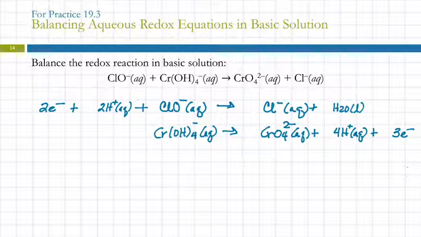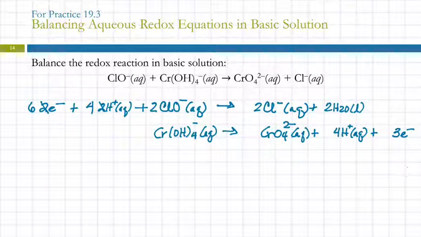Next thing is to make the numbers of electrons equal. I have 2 in one and 3 in the other, so I'm going to multiply by 3 and 2 so that I can get 6. So I'm going to multiply the top by 3. 2 times 3 is 6. 2 times 2 is 4. 1 times 2 is 2. 1 times 2 is 2, and 1 times 2 is 2.